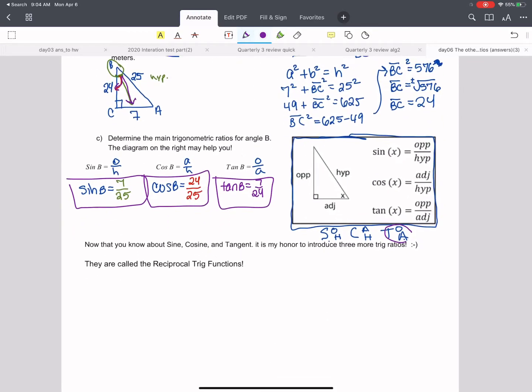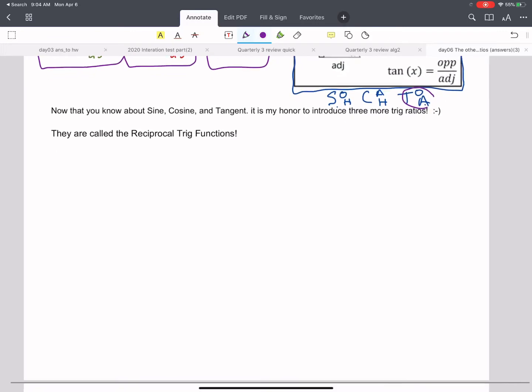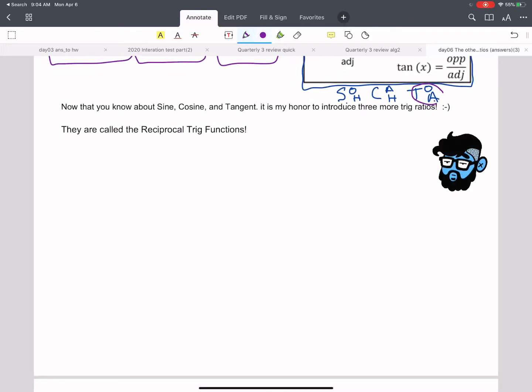Okay. So now that you know about sine, cosine, and tangent, it is my honor to introduce three more trig ratios. Now, they are called the reciprocal trig functions. Before I introduce them, let's make sure we know the word reciprocal. Have you ever heard that word reciprocal? And what word is usually associated with that? In fractions, we often call it the flip of a fraction. Sort of silly, I know, I'm sorry.